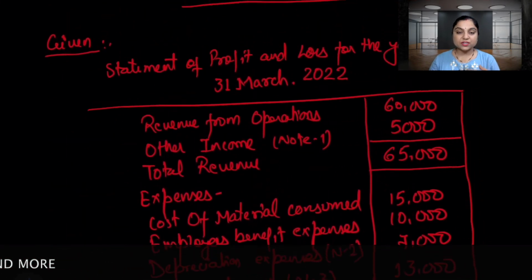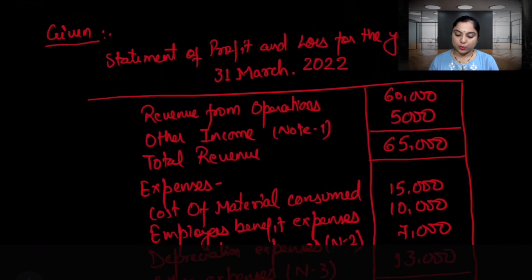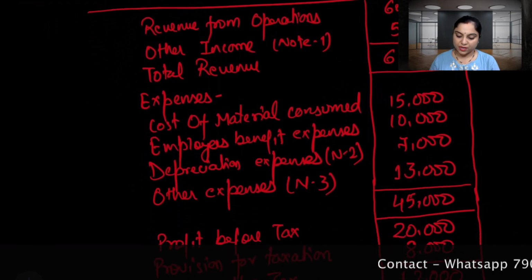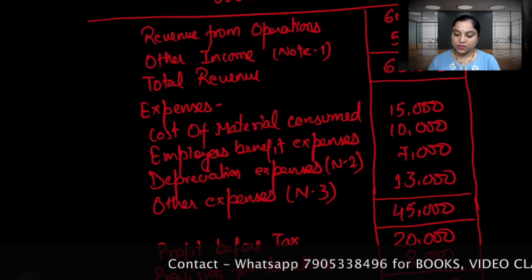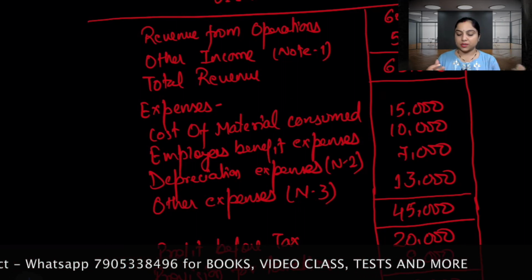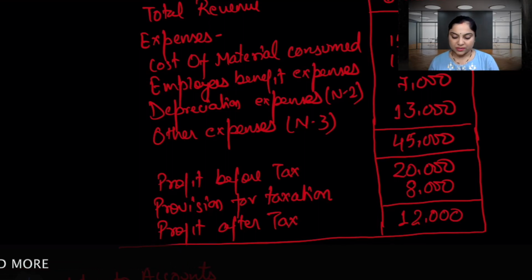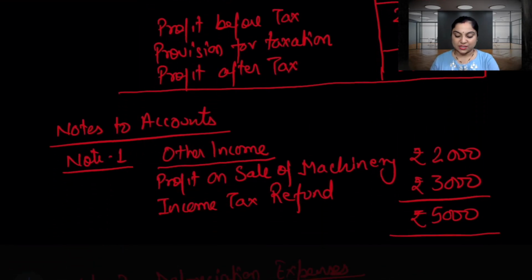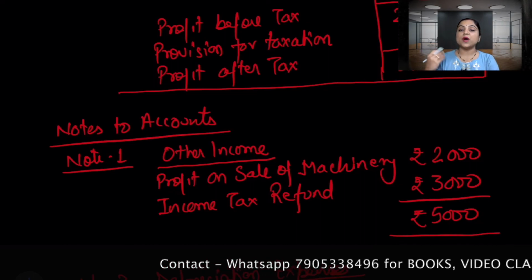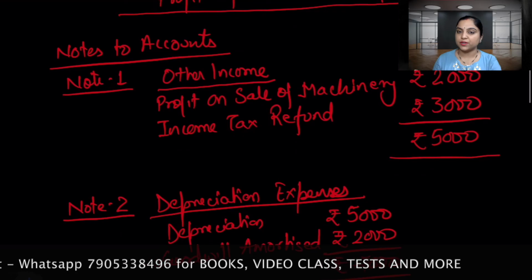I just want to make it clear how we have dealt with each and every item given in the profit and loss statement. Revenue from operations was 60,000, that is the general sale or turnover. We dealt with other income, the expenses, and provision for taxation. That means we dealt with each and every item, so you can check whether you have missed any item or actually completed your solution.